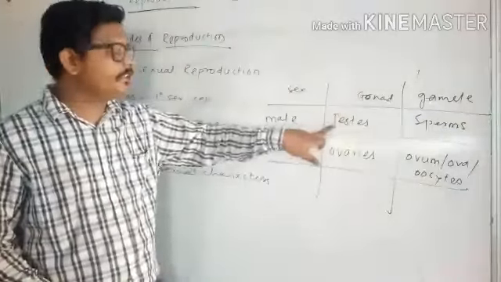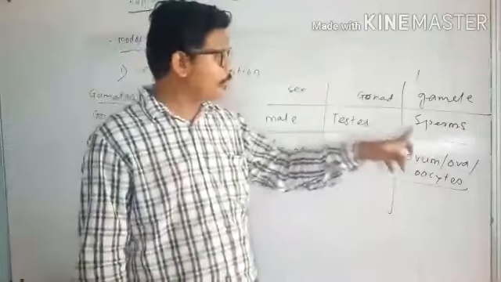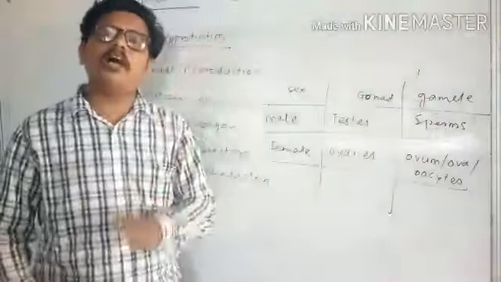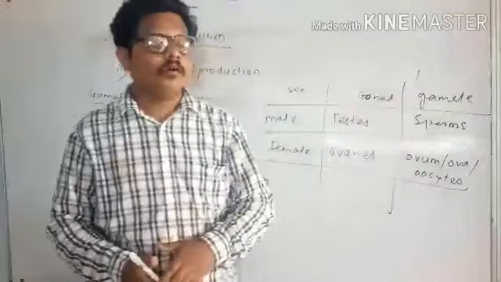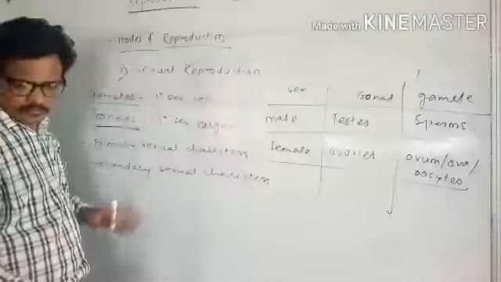The male gonad, that is the testis, produces the male gamete, that is sperm. The female gonad, that is the ovaries, produces the female gamete, that is ova, oocyte, egg, or ovum. Okay, so you can screenshot it and write it down.